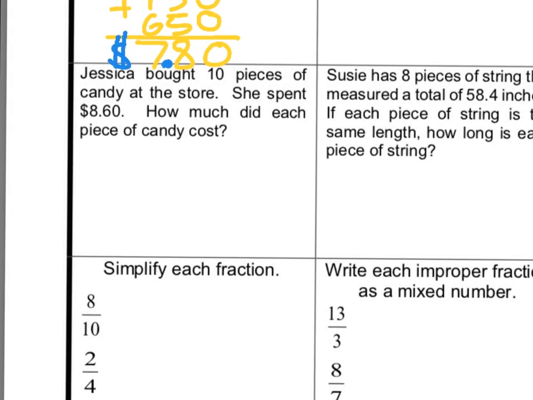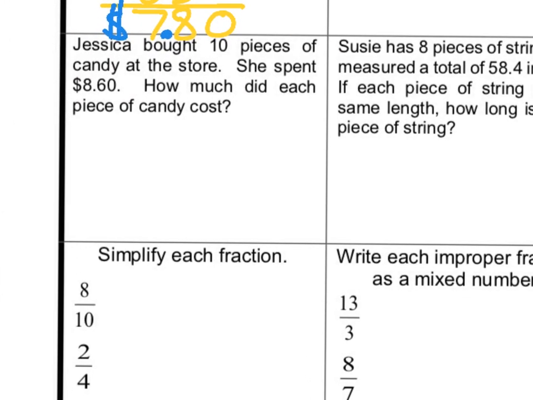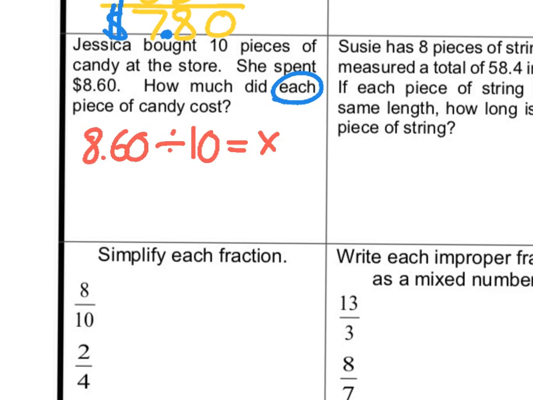For the next one, it says Jessica bought 10 pieces of candy at the store. She spent $8.60. How much did each piece of candy cost? So for this one, our equation is a little bit different. It'll be $8.60, and then you'll divide that by 10 equals x. The reason why you divide by 10 is because she bought 10 pieces and you want to figure out how much each piece costs. So that keyword tells us to divide.